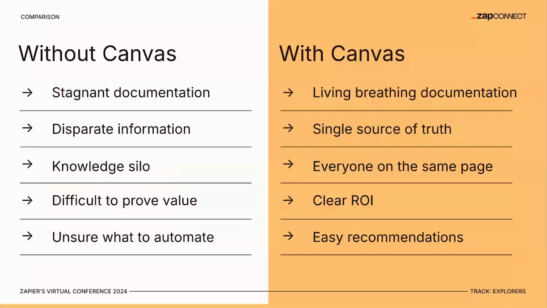Rather than being dependent on a single key person for crucial knowledge, Canvas distributes that expertise across your team, making your processes more resilient and collaborative. And Canvas helps you convey the ROI, or return on investment, by showing time savings, and helps new Zapier users automate more with our easy recommendations, making your processes even more efficient.